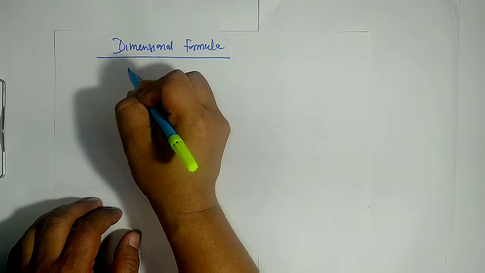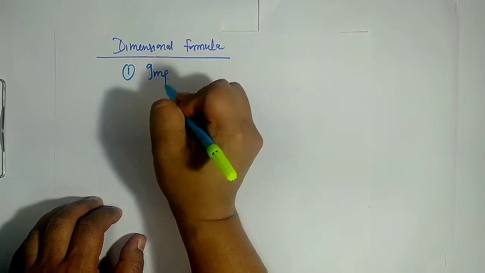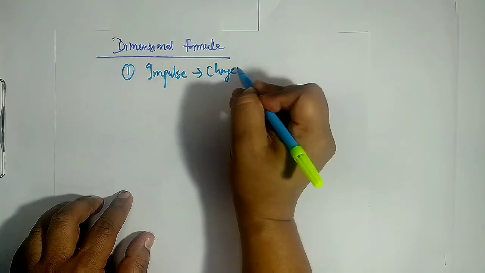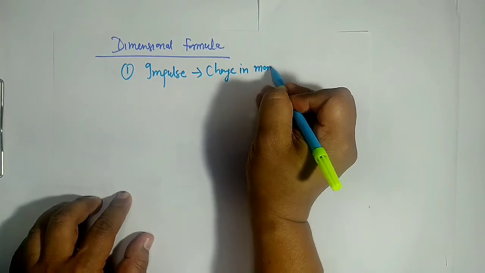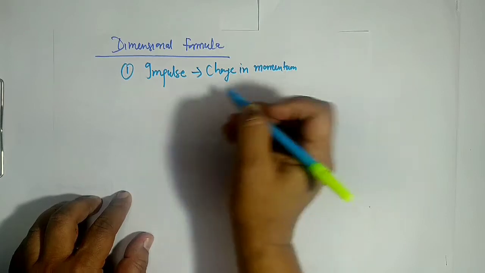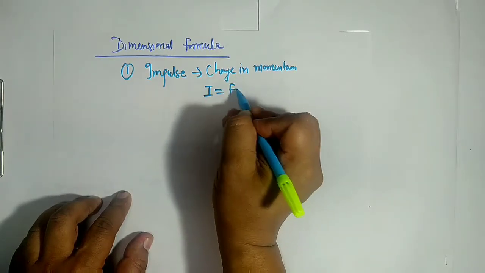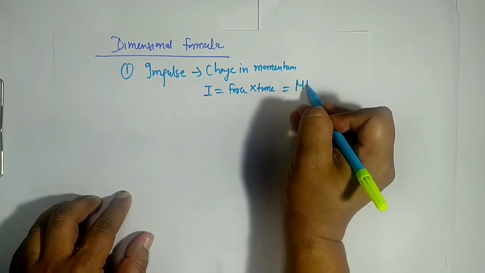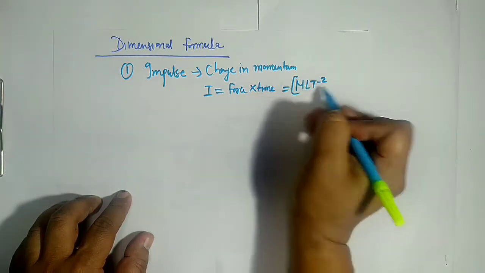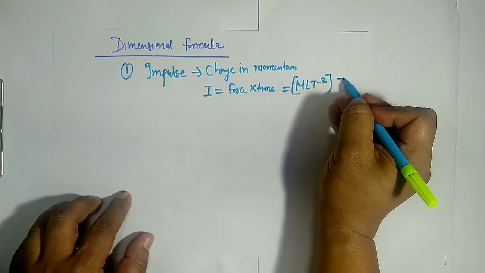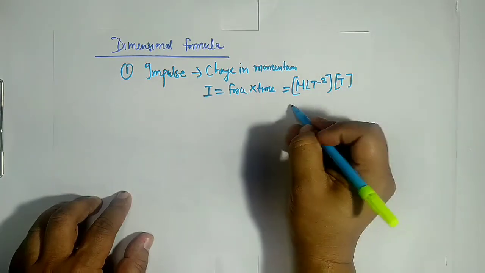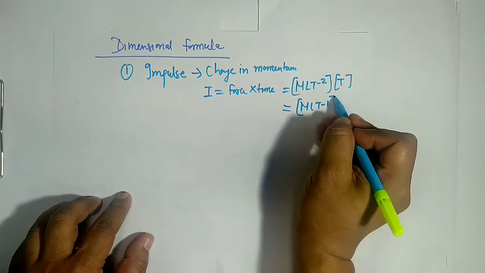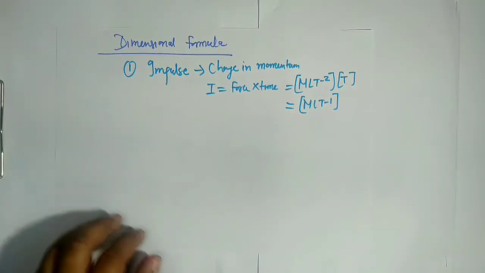Now one is the impulse. I think some of you may know impulse is what? Change in momentum. Or impulse is force into time. So if I ask you what about the force, it is MLT^-2, mass into acceleration. So impulse will be MLT^-1. So it is again the dimension of momentum.